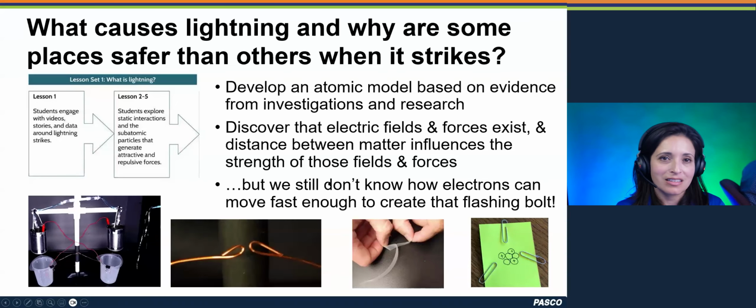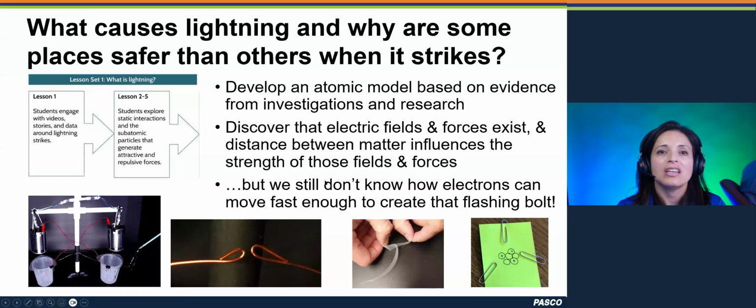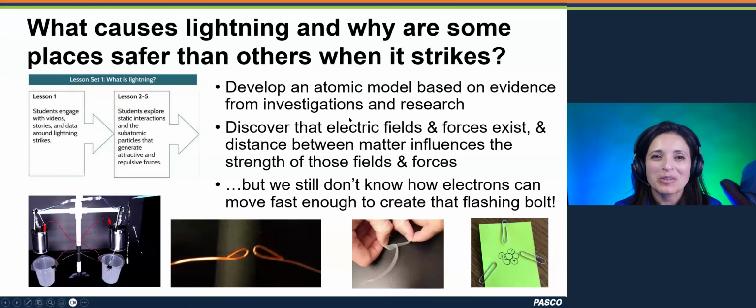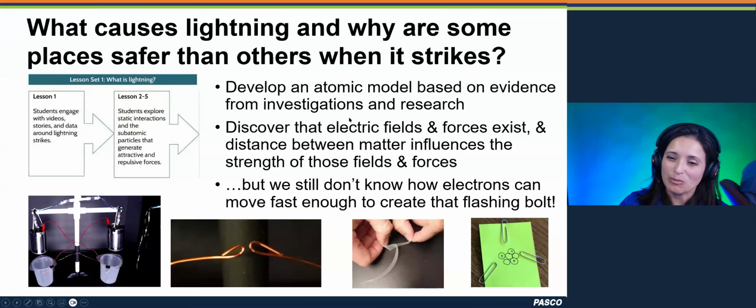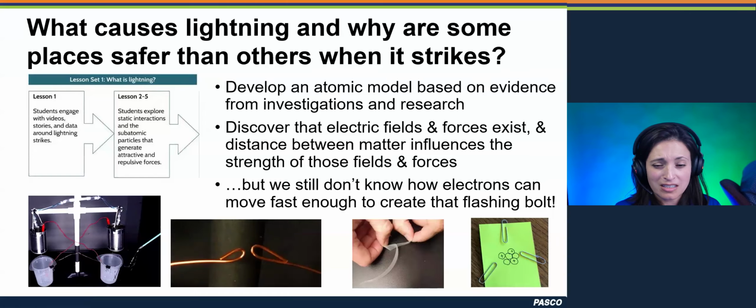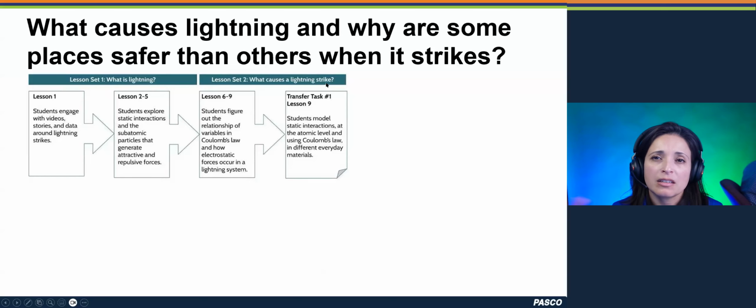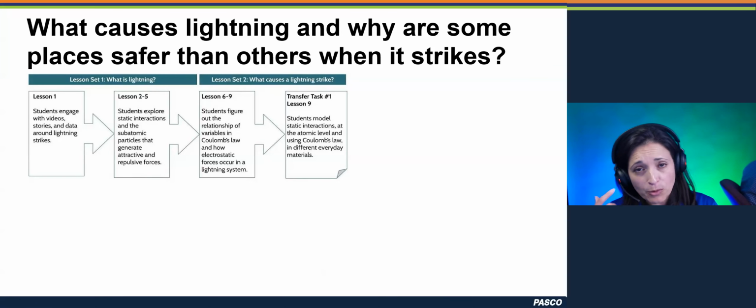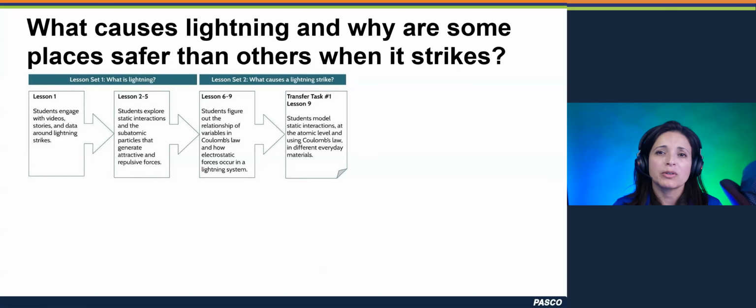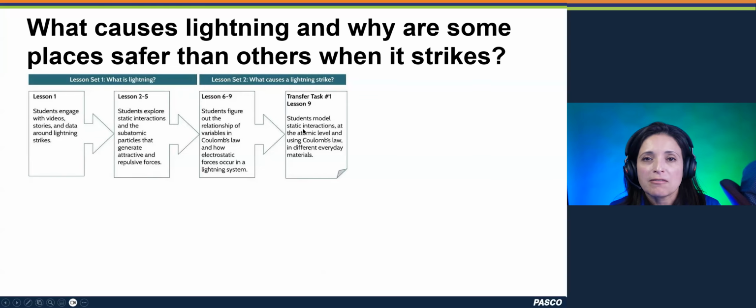We actually figured out the lightning is electrons, something charged, but we still don't know how those electrons can move fast enough to create that lightning bolt. So that question is driving our next lesson set. What causes a lightning strike? So we learn in this lesson set that when a thundercloud forms, the collisions between the air particles result in a charge separation. And that's how charges build up in clouds and opposite charges, so that eventually the charge has to flow to the ground.